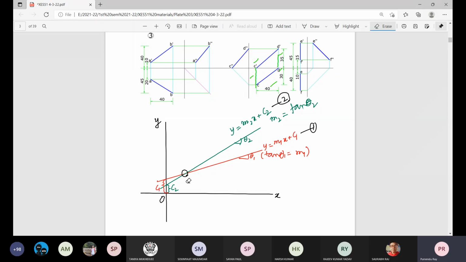Now, have you heard about skew lines? Yes, sir. What is that? Tell me, what is a skew line? Two lines in different planes. Non-parallel, non-intersecting lines. Exactly. Now, can you find the minimum distance between these two skew lines, mathematically?